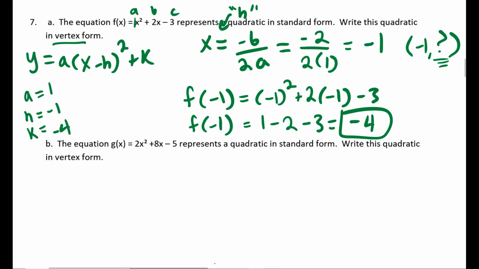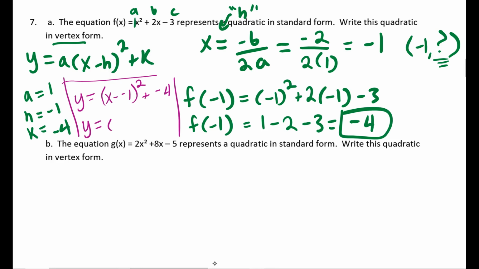So when we plug into the vertex form, y equals, my a value is 1, so I'm not even going to write it, (x minus negative 1) squared plus negative 4. So that's how the formula would tell me to substitute it in, but there's some stuff we could do to clean it up there. y equals (x minus a negative 1 is just plus 1) squared and minus 4. So my final answer would look just like this.